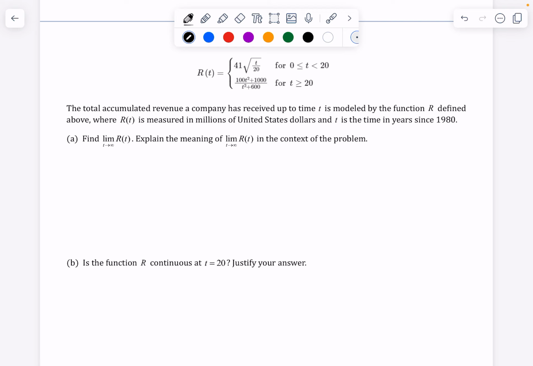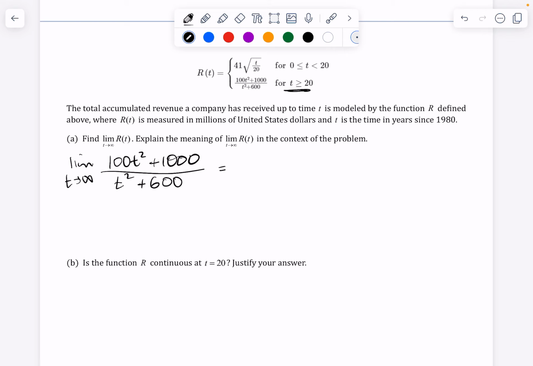In part A, we want to find the limit as t approaches infinity of r of t and explain the meaning of that limit in the context of the problem. So we will start by finding the limit as t approaches infinity. That means that we want to look at this piece of the piecewise function because that's where positive infinity would be located. And so that's going to be 100t squared plus 1,000 divided by t squared plus 600.